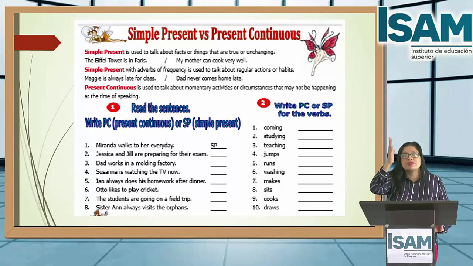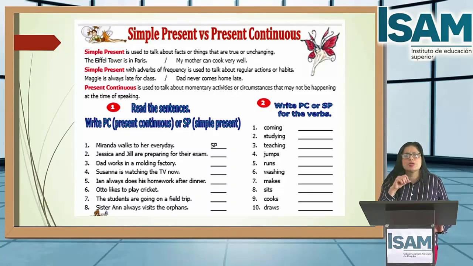Now you have to decide in number 1 and 2. Here is simple present or present continuous, according to the sentences, okay? For example, in number 1, Miranda walks to her school every day. Simple present. Why is it simple present? Look at the expression every day that we use in present simple.